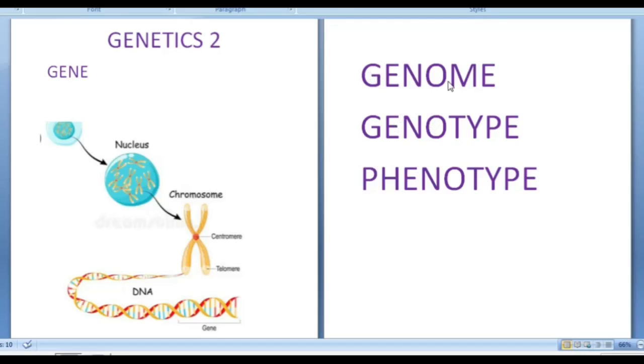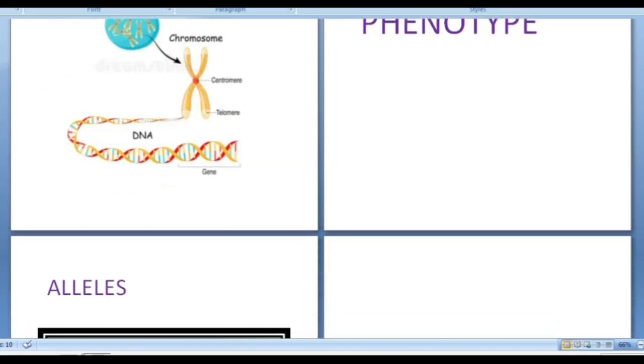Next we come to the term genome. We have already taken up the terms genome, genotype, phenotype in my previous video, but I would like to revise them again with you since they are very important terms. A genome is the full complement of DNA including all genes and intergenic region. Intergenic region is the region between two genes of an organism. Genotype is the set of genes present in cells of an organism. And phenotype is the observable characteristics which are genetically controlled.